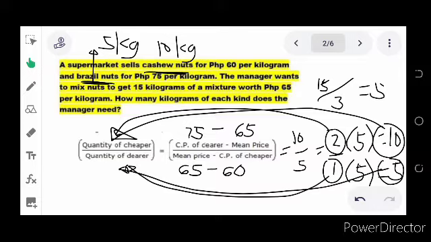So if you want to solve this using the algebraic method, you will observe, or you will find out that we will come up with the same answer as we did when we just used the alligation.